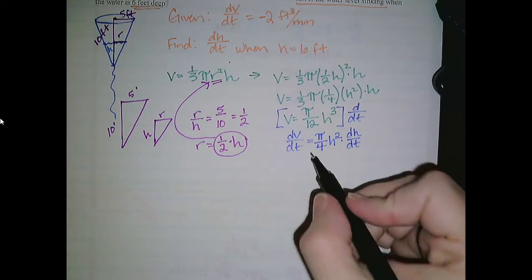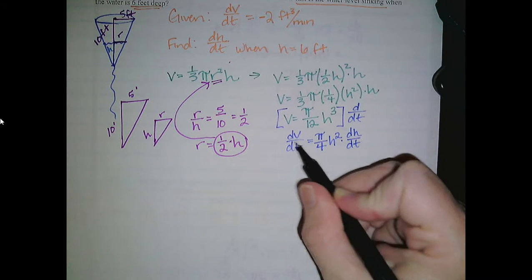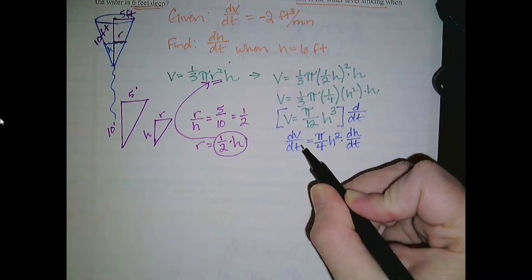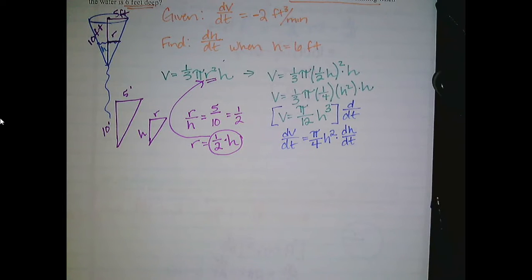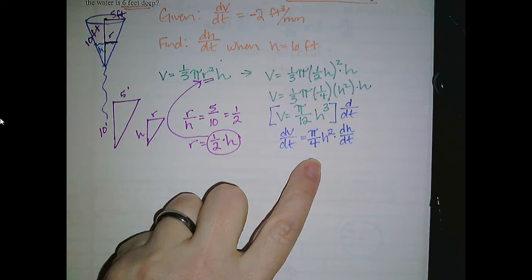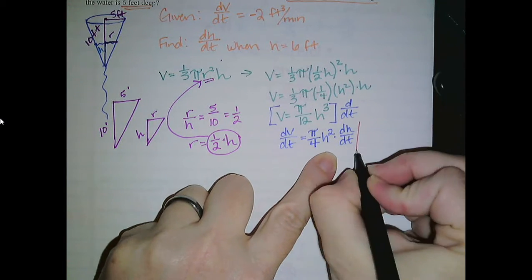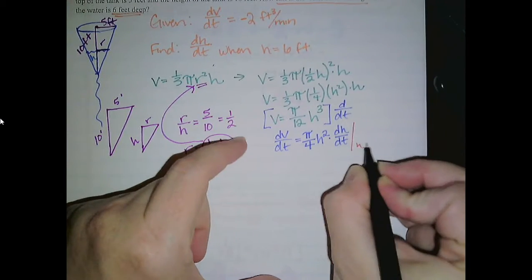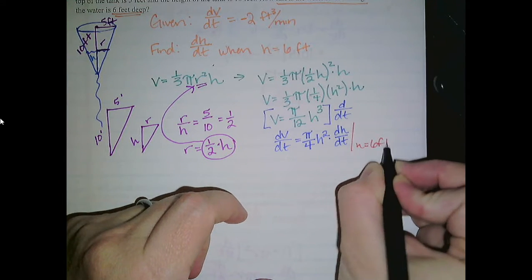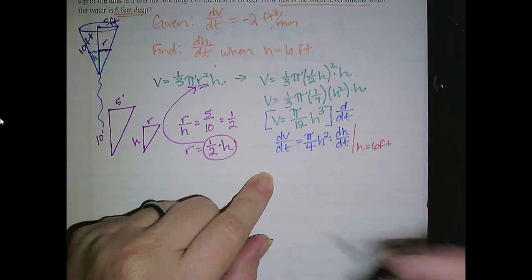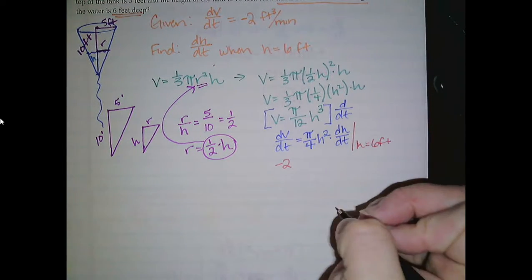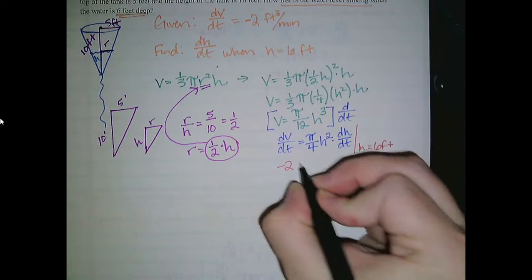So now I have something that's relating my rate of change of my volume with respect to time and my rate of change of my height with respect to time. And I'm wanting to know what is the rate of change of the height with respect to time, when the height is equal to 6 feet. I know that the rate of change of the volume with respect to time, dv dt, is -2 cubic feet per minute.